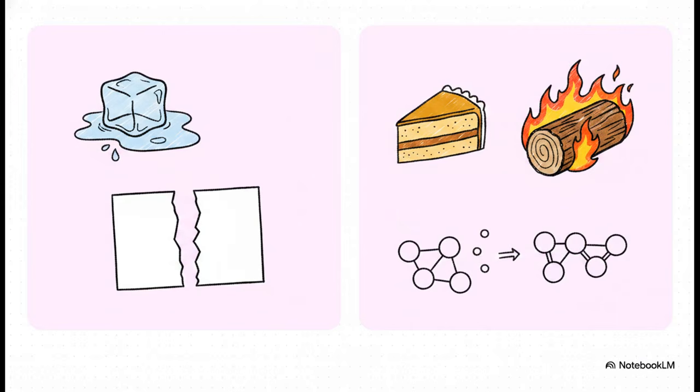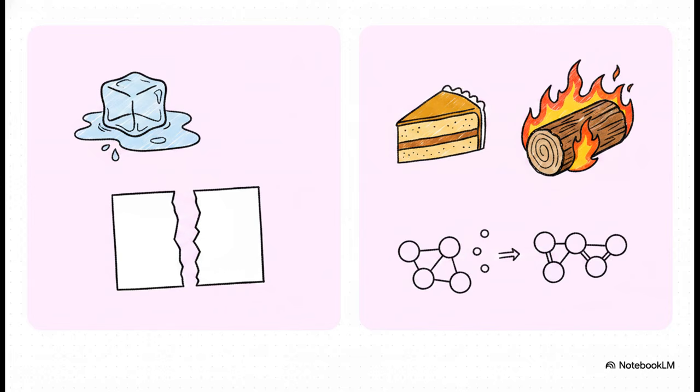To really grasp this, we need to contrast two very different types of changes, physical and chemical. If you melt an ice cube, you get water, but you can just freeze it again to get the ice back. If you tear a piece of paper, sure, it changes shape, but it's still paper. Those are physical changes because no new substance is made.